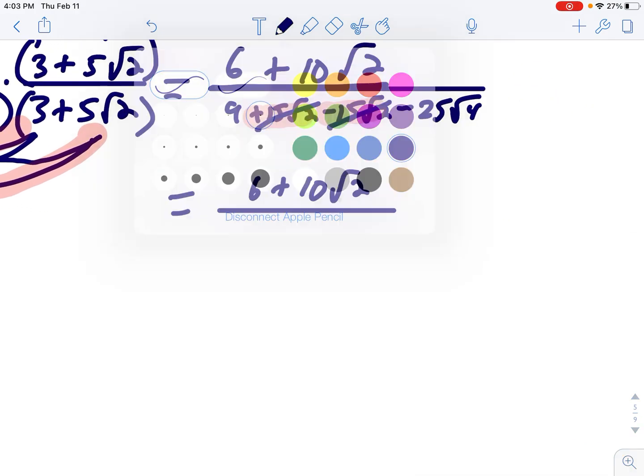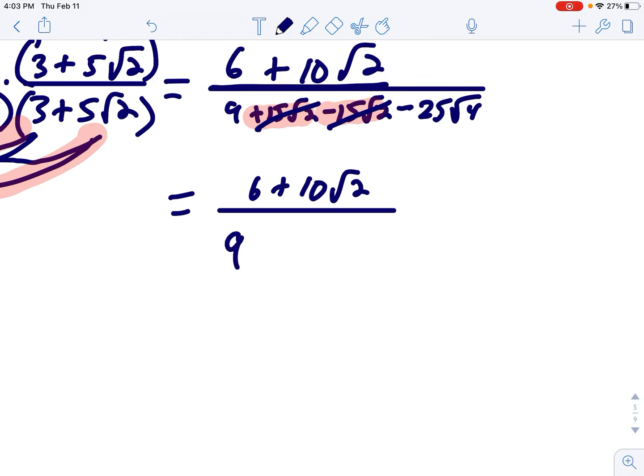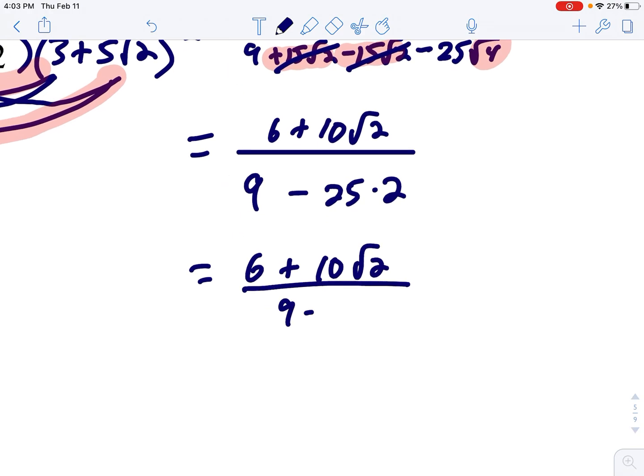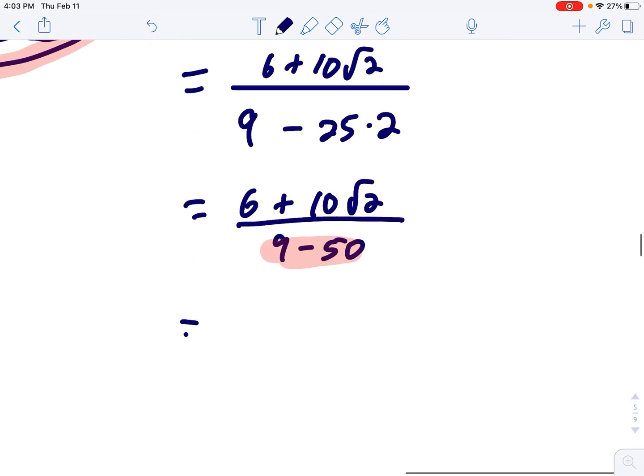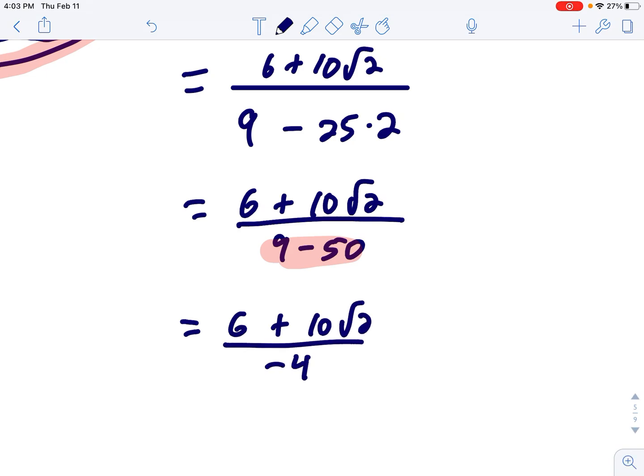That leaves us with 9 minus 25 times the square root of 4. But wait, you can do the square root of 4. Square root of 4 is 2. So that's 6 plus 10 radical 2 over 9 minus 50. And 9 minus 50 is a thing you can do. That's 6 plus 10 square root of 2 over negative 41. Now it is completely simplified.